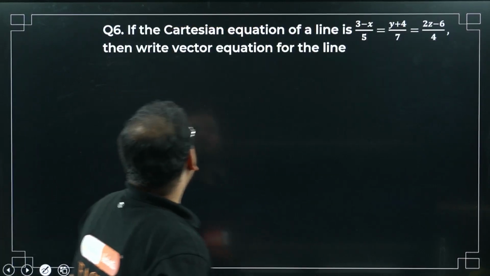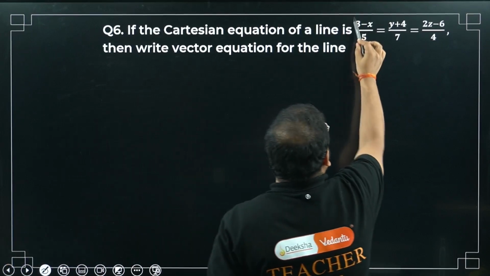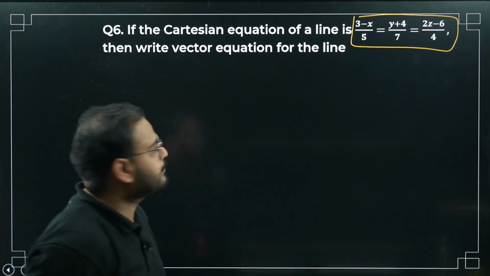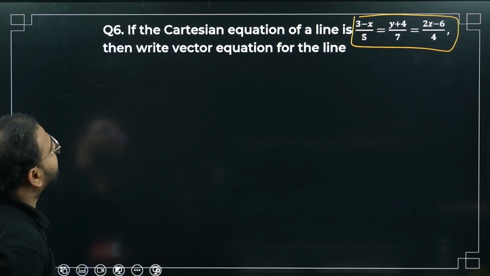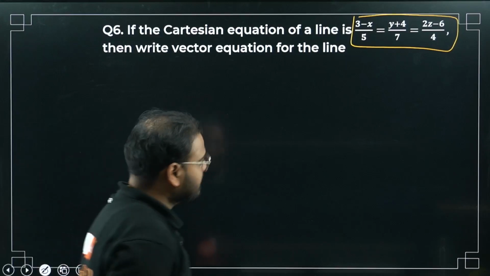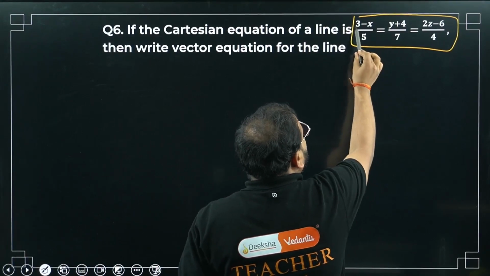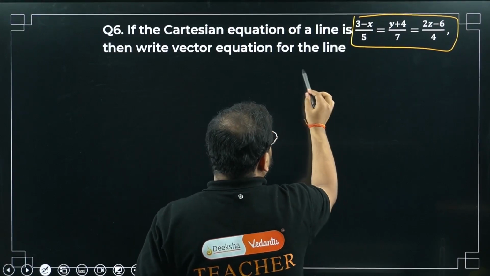Shall we do it? If the Cartesian equation of a line is given like this: 3 minus x upon 5, y plus 4 upon 7, and 2z minus 6 upon 4, then write the vector equation for the line. Okay, let us see. Before that, we can check here. This x has to come in front, right? If you remember the standard form. So just take the minus sign common.